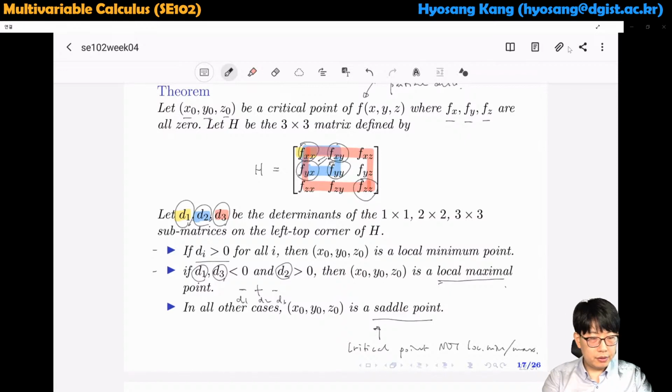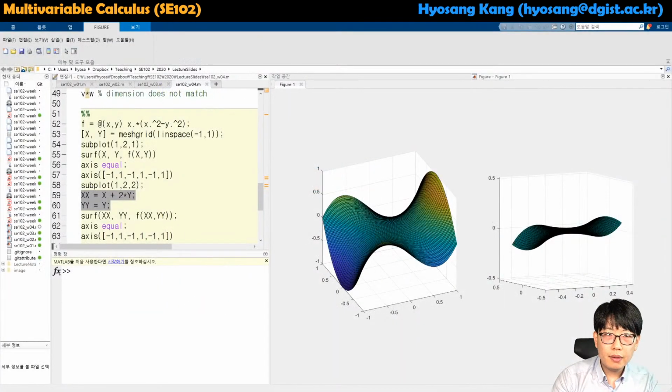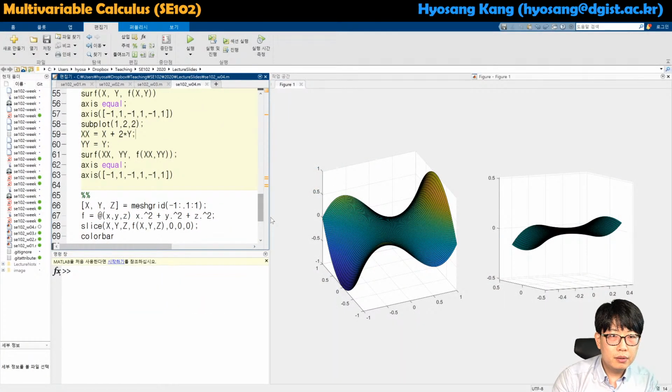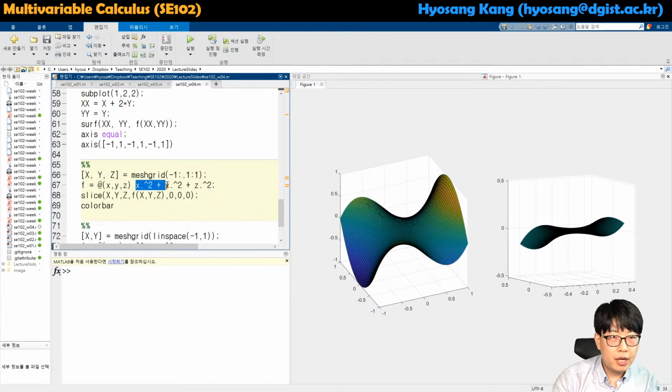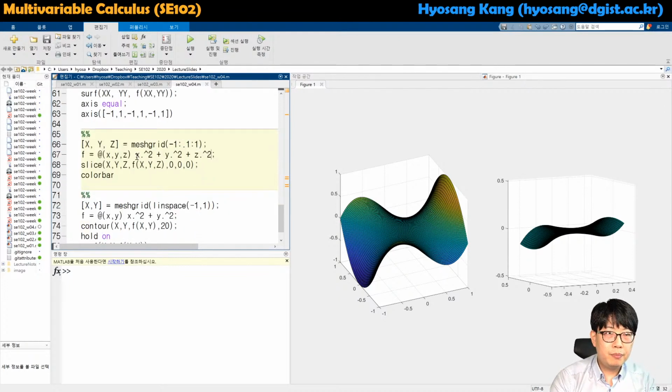Let me explain by MATLAB here. I already made a code here. We have this kind of picture, x squared, y squared, z squared. This point has 0, 0, 0 as a critical point, obviously, because fx is 2x, fy is 2y, fz is 2z. So the only way we have all zero partial derivatives is when x, y, z are all equal to 0. That's the only critical point we can get from this function.